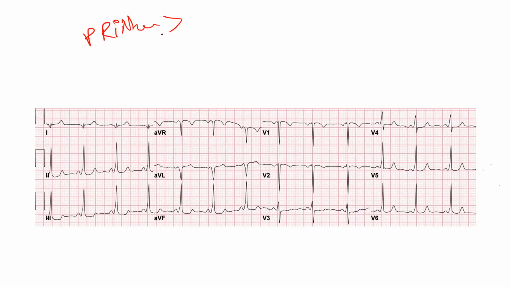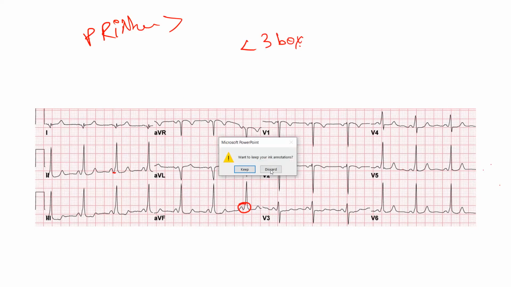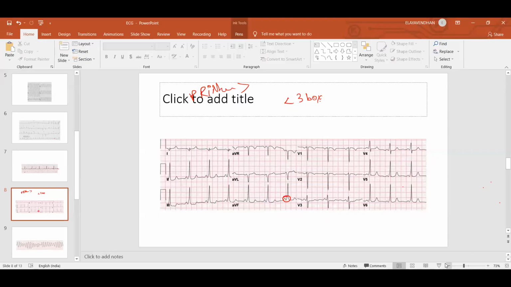What is the PR interval here? Is it normal? Are you sure? It's less than 3 boxes. Do you see here? Just one box here. So what is this rhythm? That's going to be WPW syndrome.